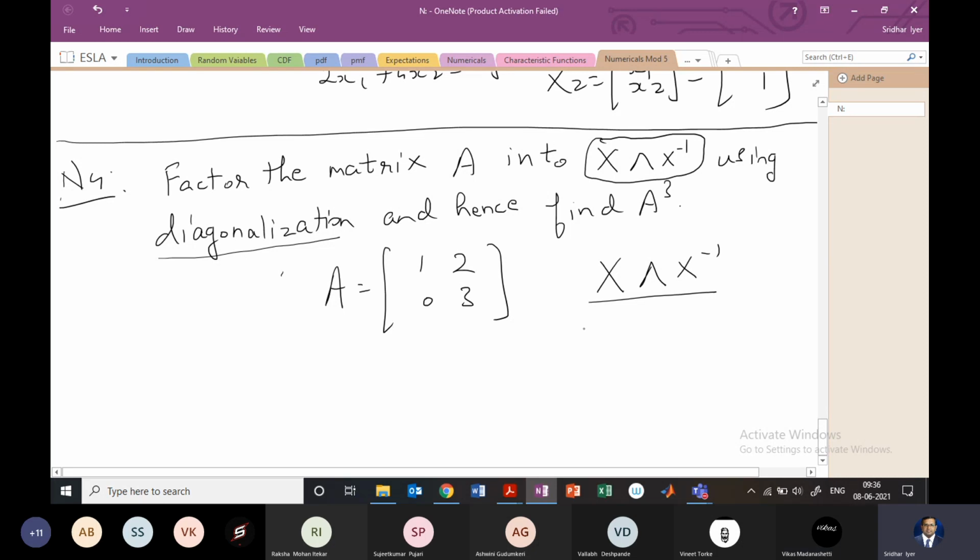D. How should I write this? This should be what? And this should be what? Just look at the diagonalization which we had done before. P into A.